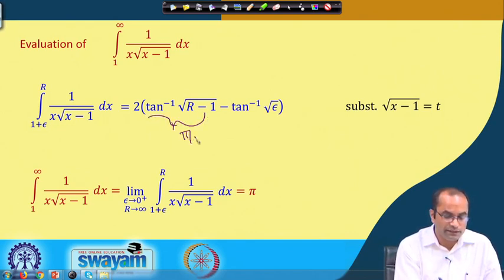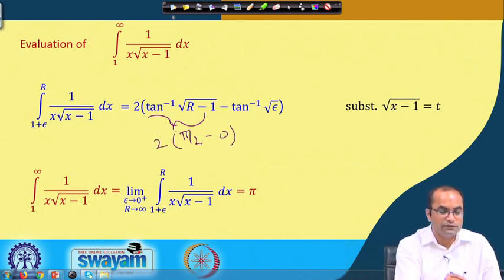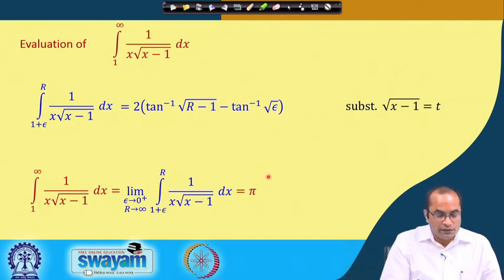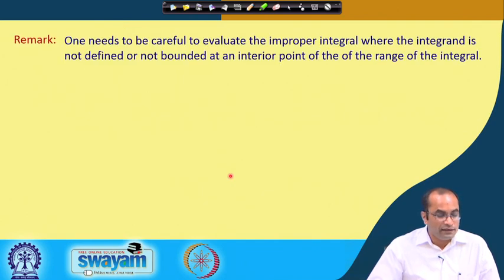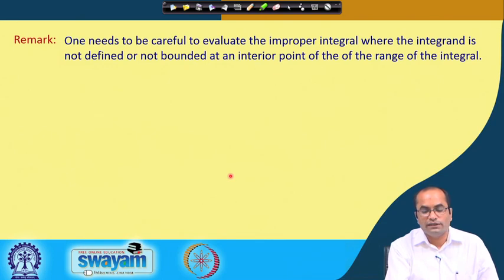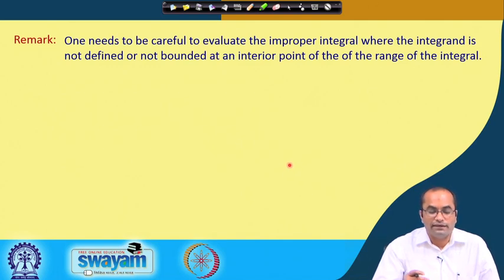So, that will be pi by 2, minus 0, and then we have 2 times. Therefore, we got pi here. So, the value of this integral is pi, and we have seen before as well, without evaluating the value, that this is a convergent integral. And just a remark here: one needs to be careful when evaluating improper integrals where the integrand is not defined or is not bounded at an interior point of the range of the integral.